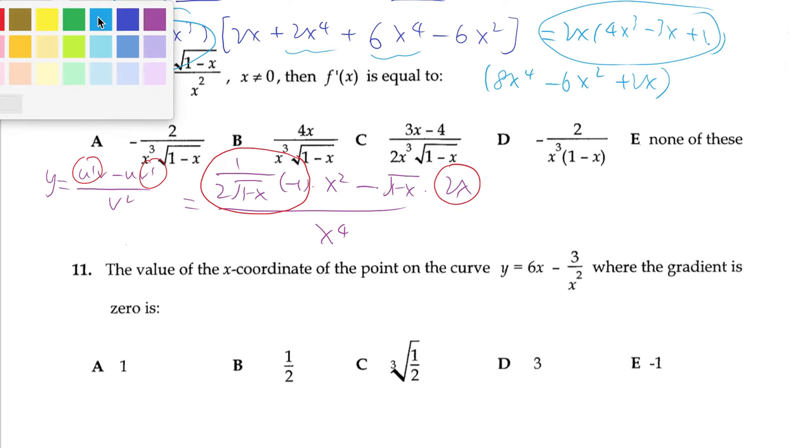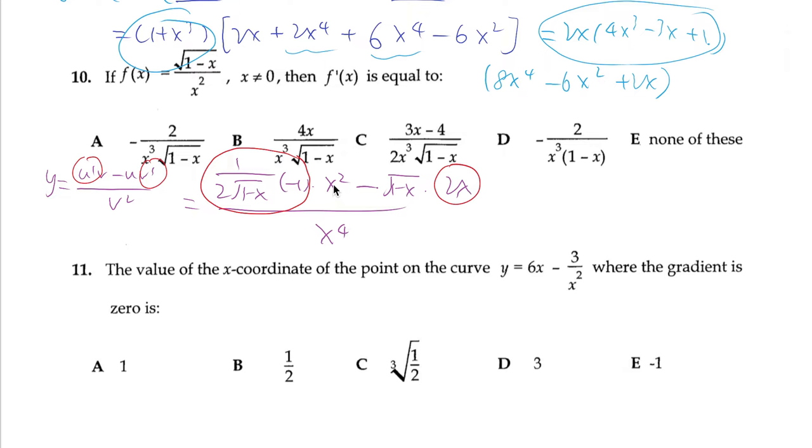Now there are several things we need to do. First of all, you can see this extra x. This x cancels with x squared, and cancels with this x to the power of 4. That's the first thing. The second thing, we need to rationalize the 1 over 2 root 1 minus x, so multiply everything by 2 square root of 1 minus x.